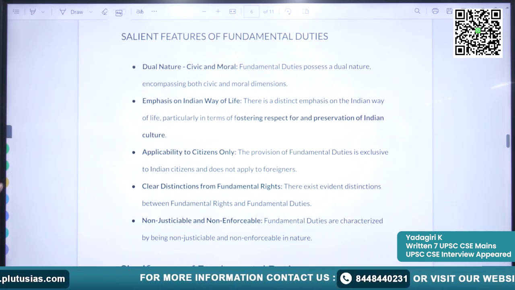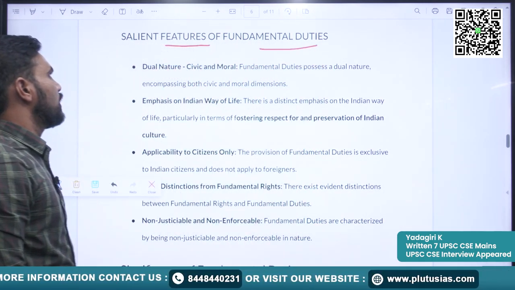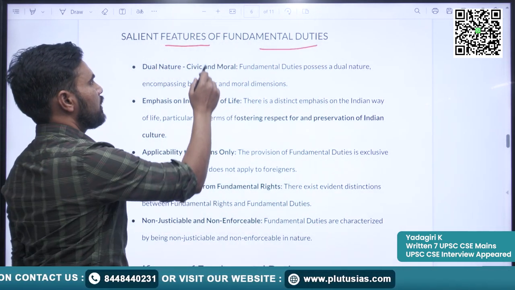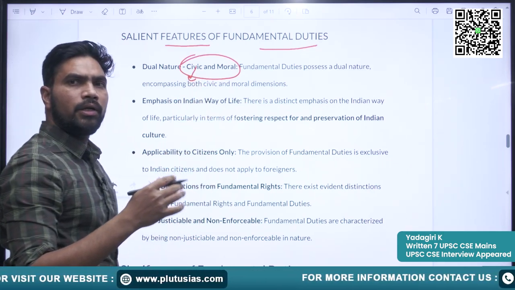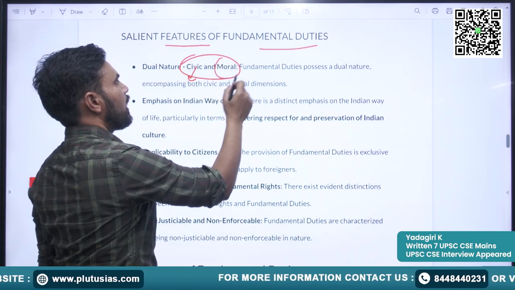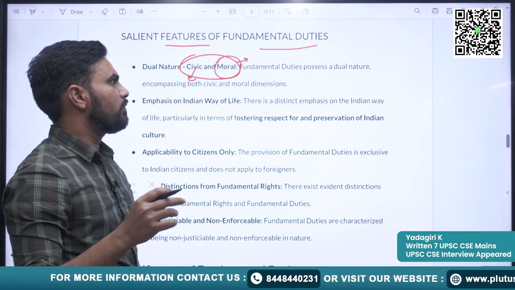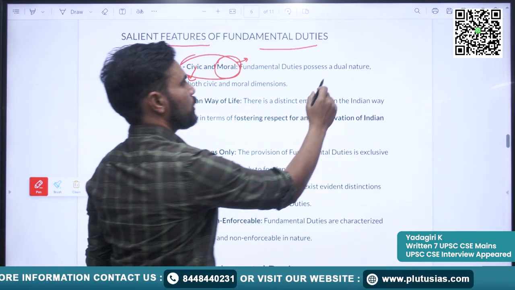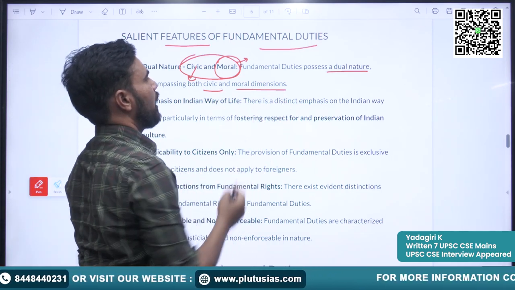Right. Now we will see some salient features about the fundamental duties. So they are dual in nature. They are civic and moral. Civic means they are useful in day-to-day life, and they also act as a moral obligation. I mean, they come out of the moral obligation of the citizens. So the duties possess a dual nature encompassing both civic and moral dimensions.